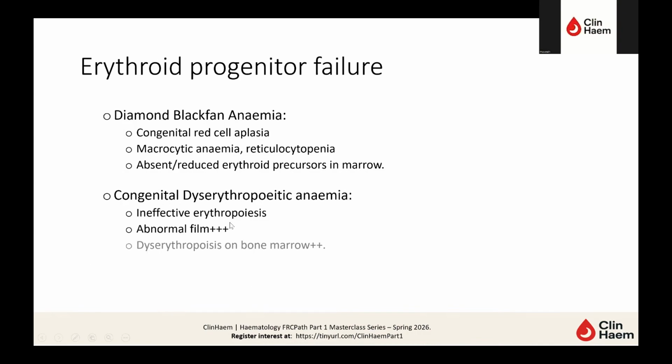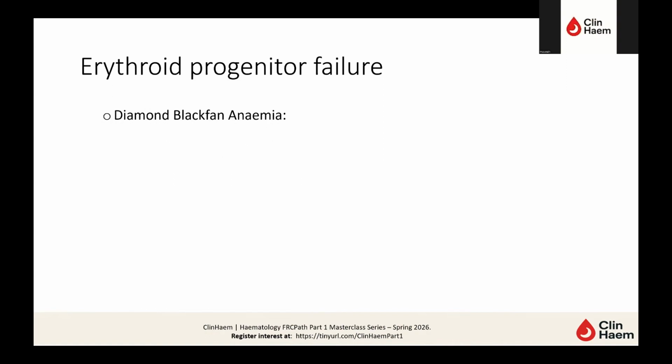So there are three problems that I'm going to discuss. Remember from the first slide, erythroid progenitor failure. So it can be DBA, CDA, or sideroblastic anemia. These are where the progenitors are the problem, but specifically the erythroid ones only. So you're not seeing pancytopenia, you're just seeing anemia.